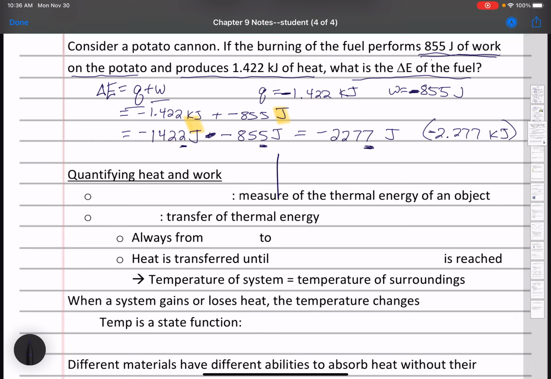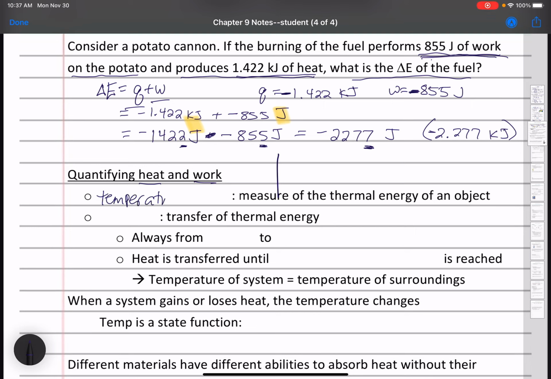There's also an equation to figure out what the value of work. So in some problems we're not actually given the work and the heat, we're given other values and we have to calculate work and heat. So the first thing that we need to know around heat is temperature.